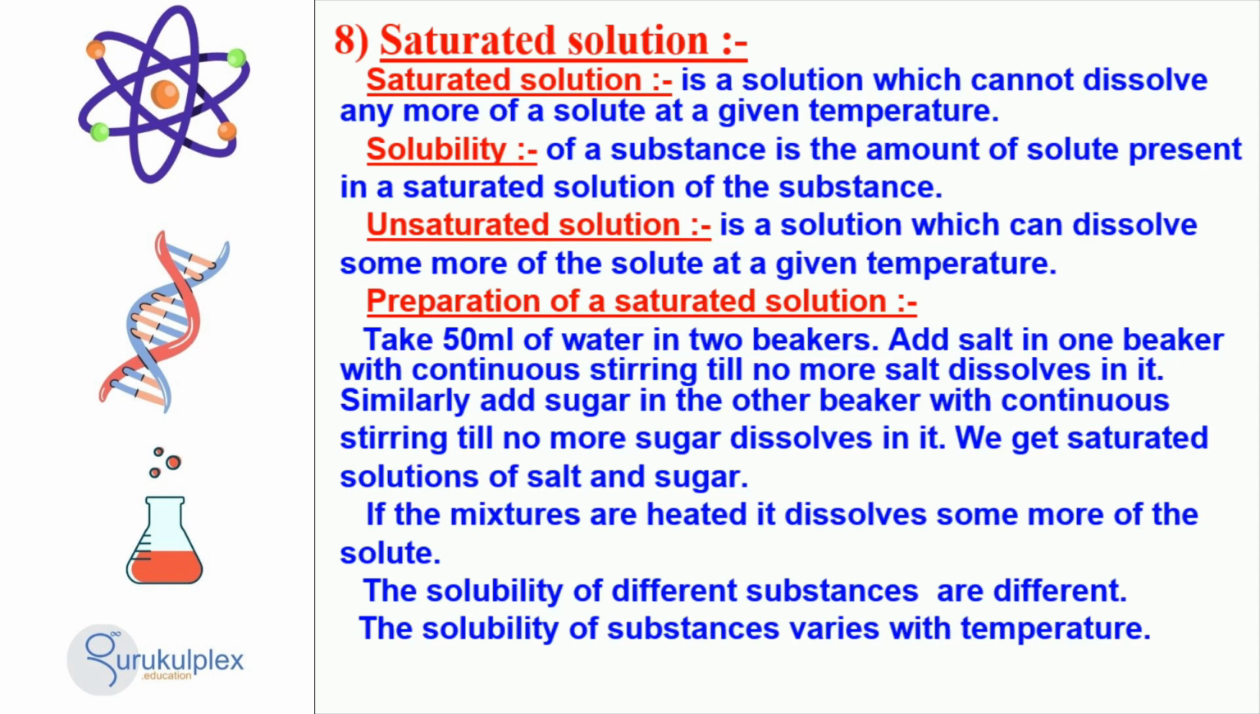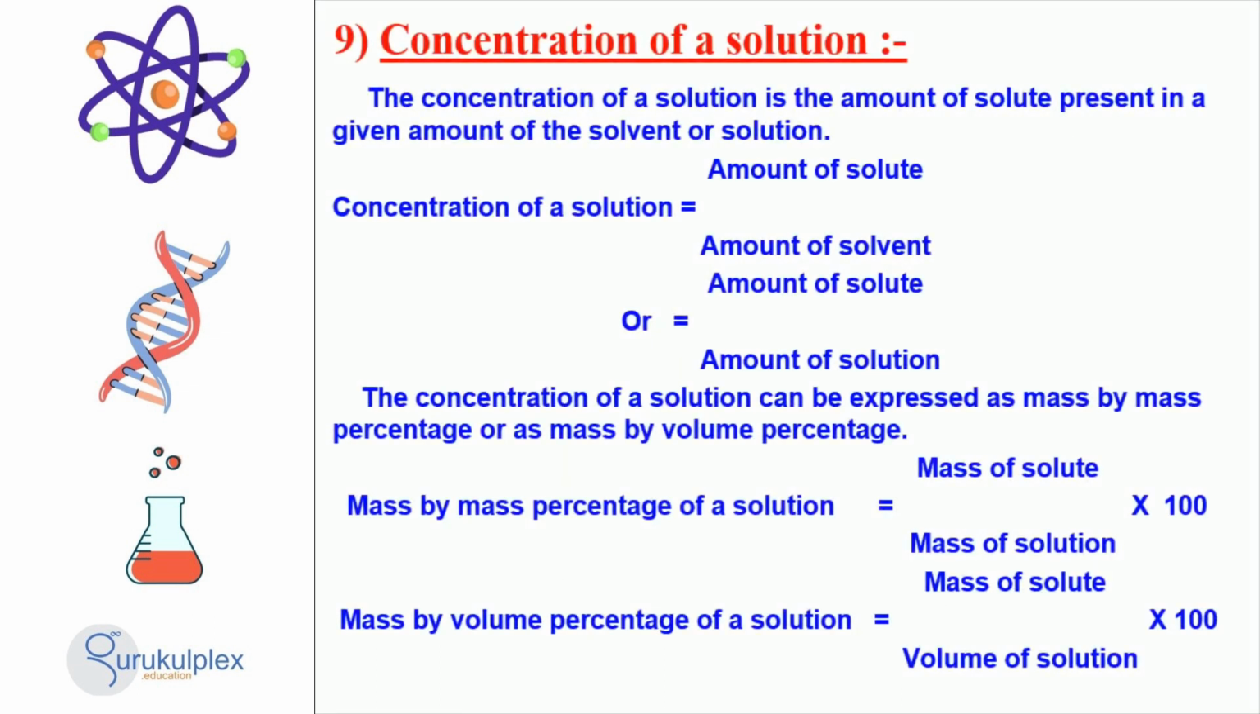It is important to note that the solubility of different substances may differ, and that solubility can be impacted by temperature. Concentration of a solution can be expressed as the ratio between the amount of solute and amount of solvent or solution. This ratio can be determined either as mass by mass percentage or mass by volume percentage.